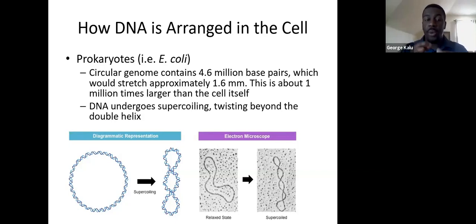In order to do that, prokaryotes will undergo a process called supercoiling. In supercoiling, you basically take the circular DNA and coil it extremely tightly until you package it in a very small formation within the cell, within the nucleoid. So you basically twist it beyond the double helix.